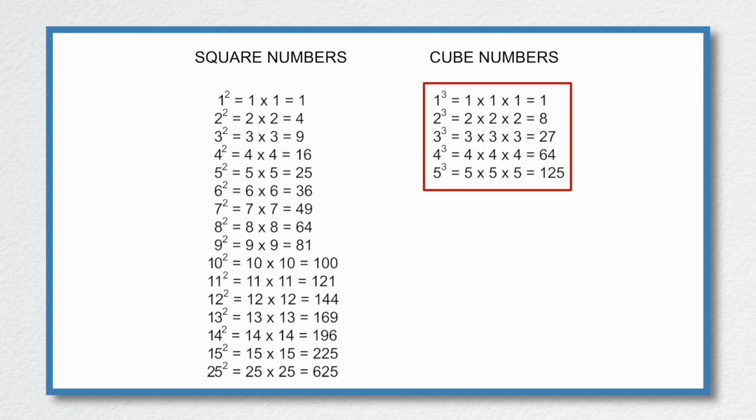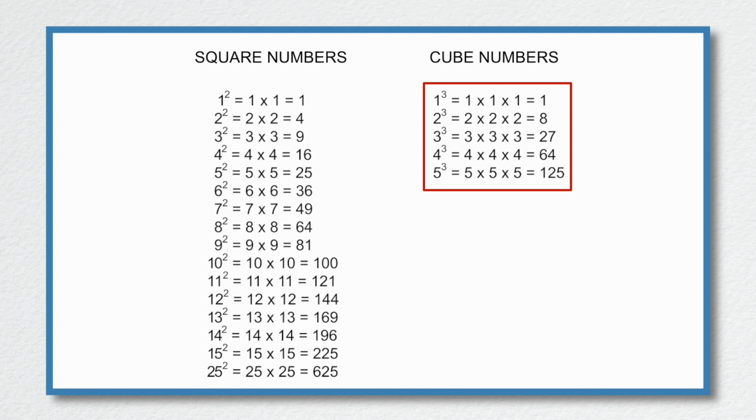With cube numbers, the first 5 cube numbers are as follows. You've got 1 cubed is equal to 1, 2 cubed equal to 8, all the way through to 5 cubed is equal to 125. It would be useful to try and remember these without having to use a calculator.